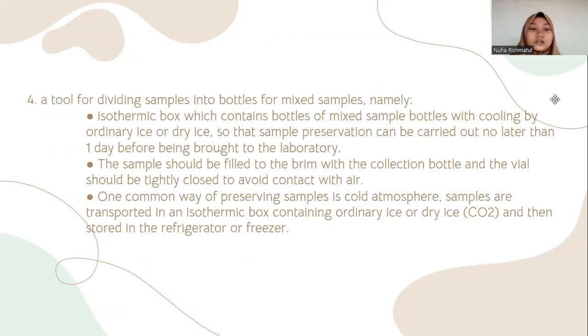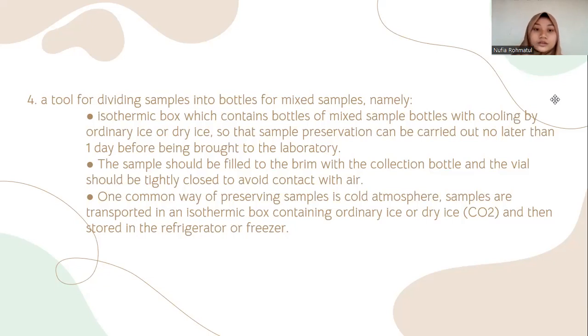Number four, a tool for dividing the sample into bottle format samples, namely an isothermic box which contains sample bottles, cooled with ordinary ice or dry ice, so that sample preservation can be carried out no later than 1 day before being brought to the laboratory.